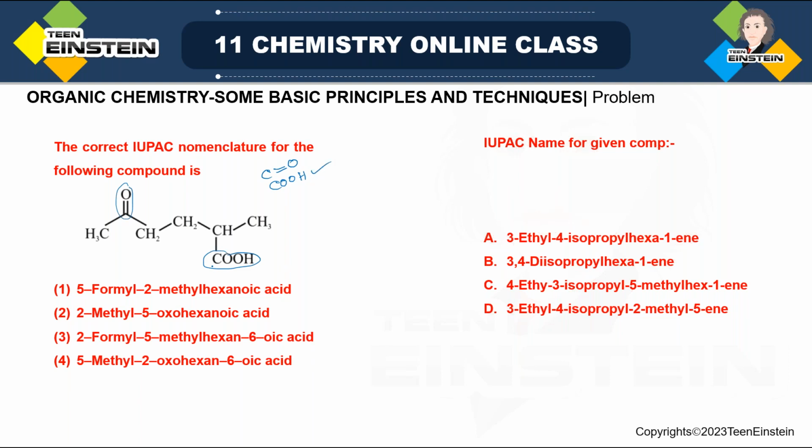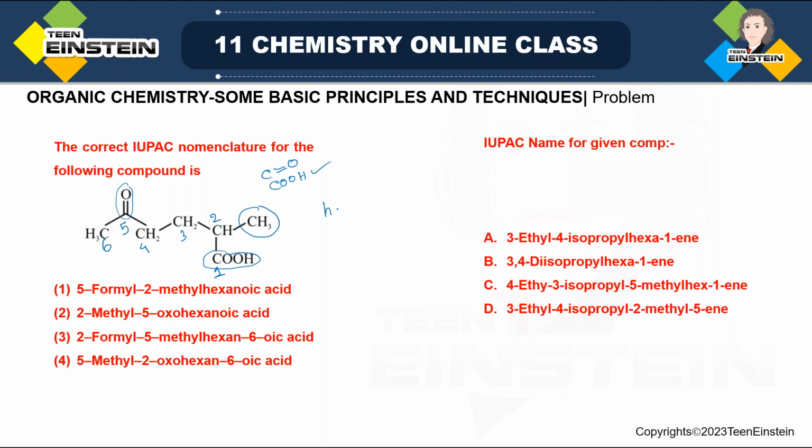Fine. So numbering will be starting from CO2H because that functional group must be present in the parent chain. So if I am starting here 1, then 2, 3, 4, 5 and 6. So at 5 position now we have C double bond O. And we also have one more substituent which is present at 2 position. Fine. And in the parent chain, total number of carbon atoms is 6.